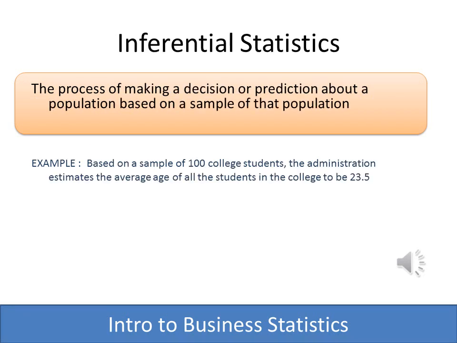Inferential statistics is where we're headed towards the second half of the book, but that's the process of making predictions or decisions about a population based on a sample of that population. For example, if I were to survey 100 college students, I could decide at that point, based on my sample, maybe on their age, that the average age of the student in general at the whole college might be 23.5. But I've made that inference based on the sample that I've taken, not by surveying every member in the population.